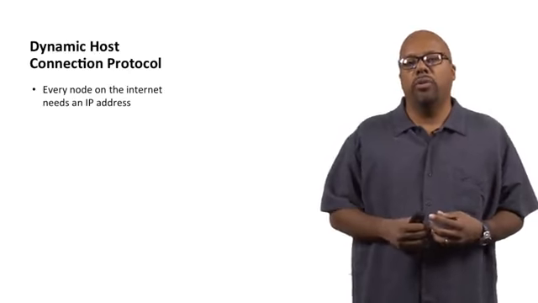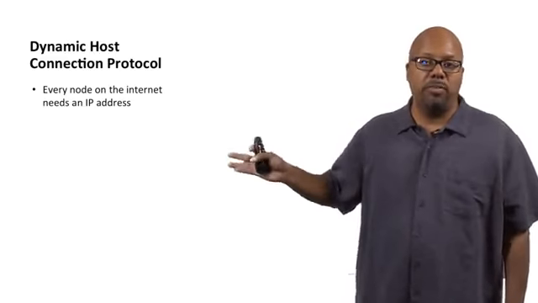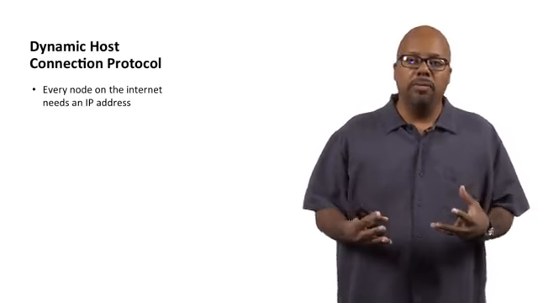So DHCP, Dynamic Host Connection Protocol, is a protocol that allows a new node on the network to request a new IP address. Now, this is generally enabled on routers by default. So for instance, right here, right now, my laptop is sitting over there, and I opened it up. And when I opened it up, it connected to the local network at school, and it uses DHCP. And the local network is set up for DHCP. That's turned on.